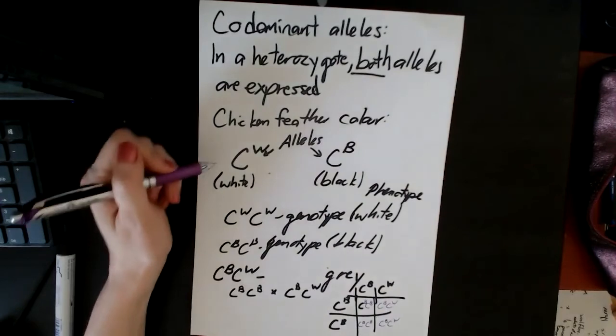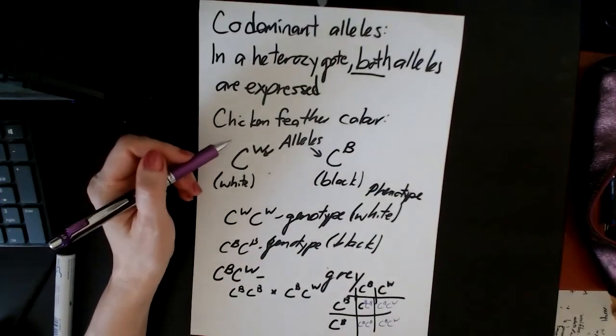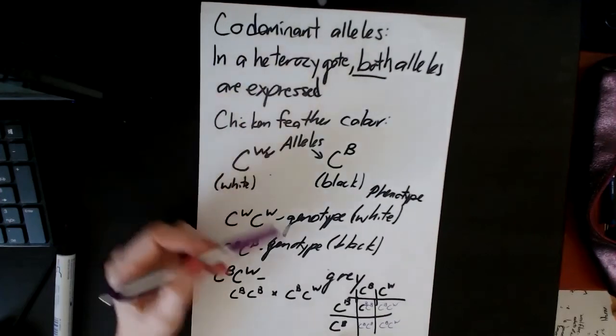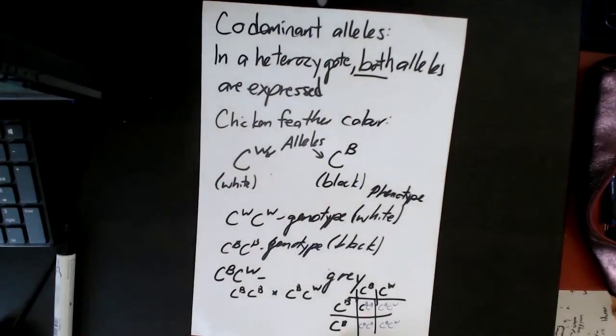They're the same idea as the dominant recessive, but just make sure you're not phrasing it as such, because if you have a heterozygote individual, then both of the alleles are expressed. You get some white feathers and some black feathers.